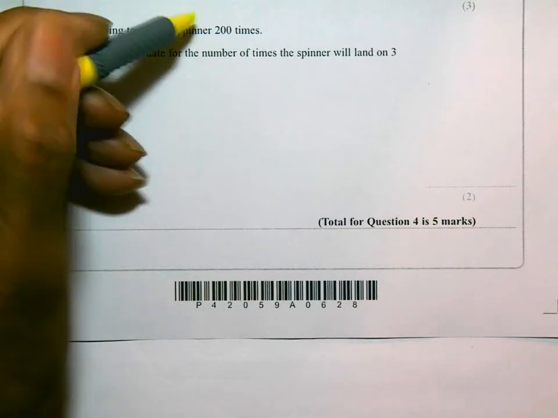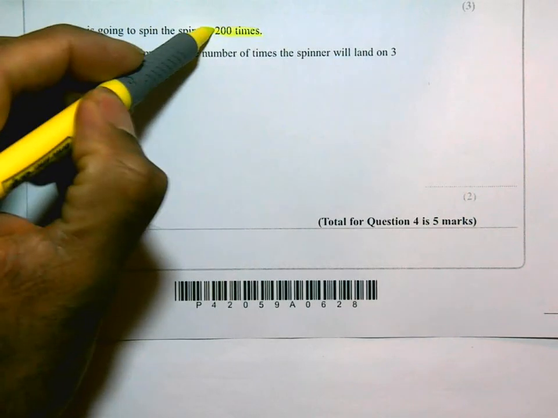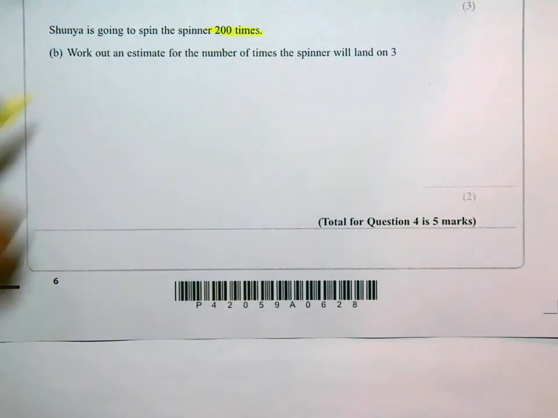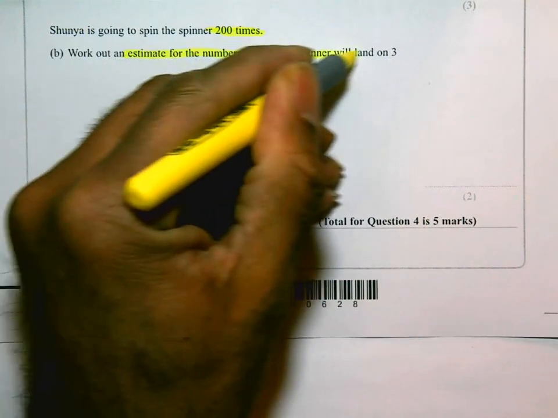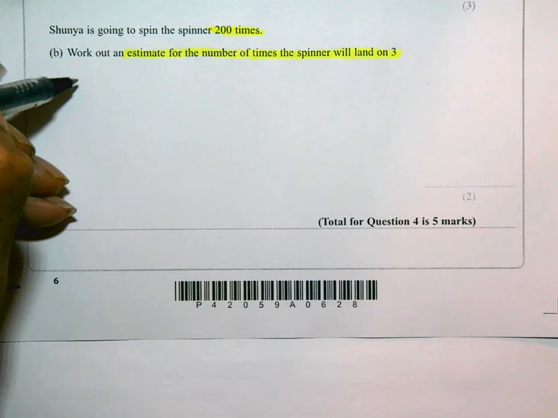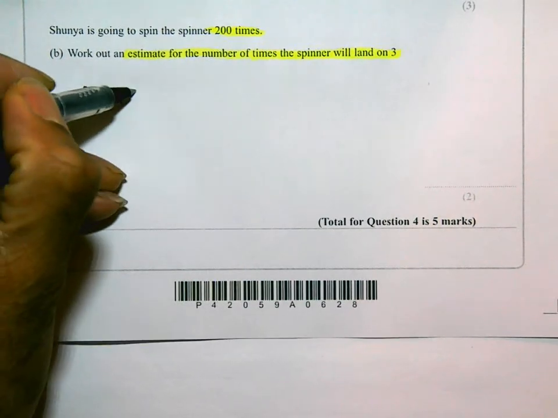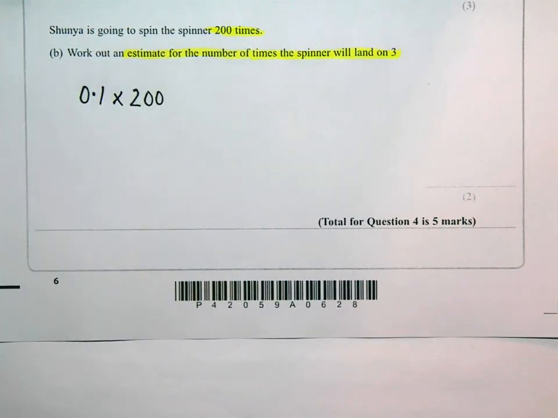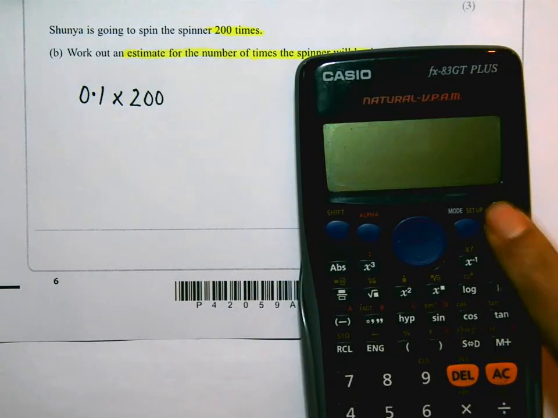Looking at part B now, it says this person is going to spin the spinner 200 times. The question is, work out an estimate for the number of times the spinner would land on a 3. So the probability that the spinner would land on a 3, which is in the table above, is 0.1. And because they're going to spin the spinner 200 times, I'm going to multiply that by 200.